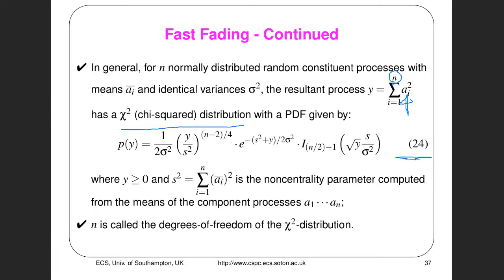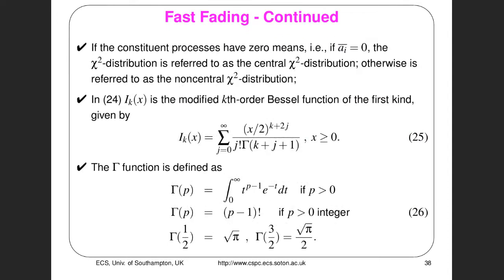We want to use this distribution later on to determine the amplitude of fast fading, which has two Gaussian distributed variables' power. So fast fading's amplitude will be a special case of 24. And 24 is a function of y, which is the summation of all the powers. It also has another function here, I, which is the modified Bessel function of the first kind. And the I function also contains another function gamma, which is defined here.